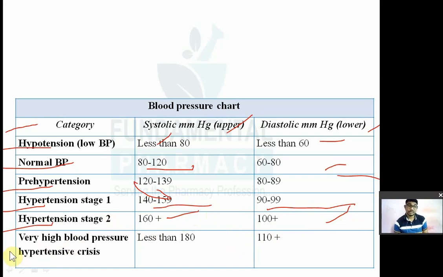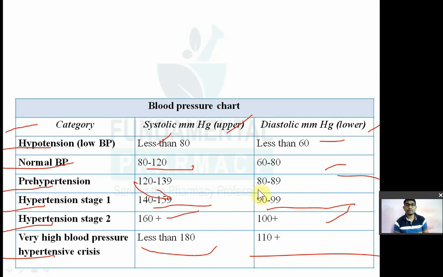Very high blood pressure or hypertensive crisis. If systolic blood pressure is more than 180 mm of Hg and diastolic blood pressure is around 110 plus, that means the patient is suffering from hypertensive crisis.